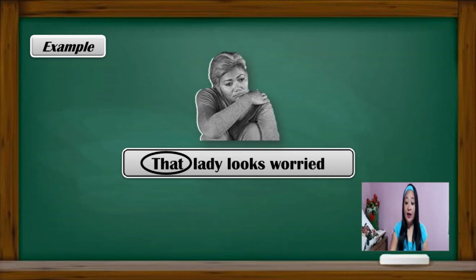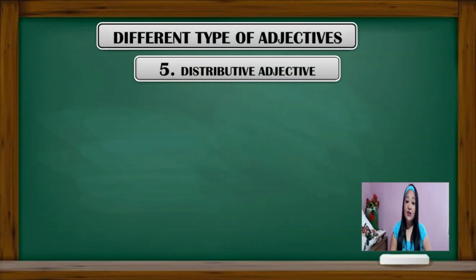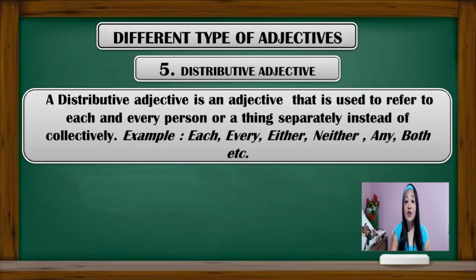Now let us see the next kind of adjective, that is called a distributive adjective. What is a distributive adjective? A distributive adjective is an adjective that is used to refer to each and every person or thing separately instead of collectively. Adjectives like each, every, neither, either, any, both, etc. are some examples of distributive adjective.